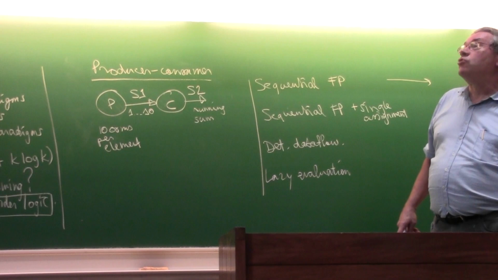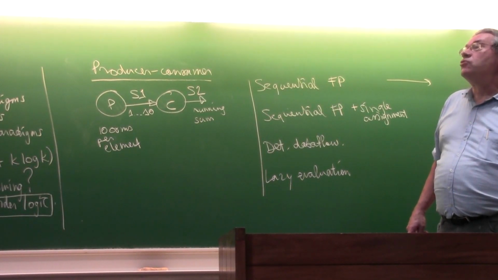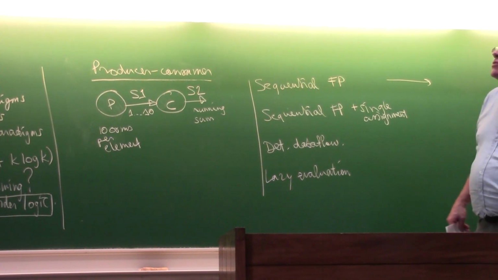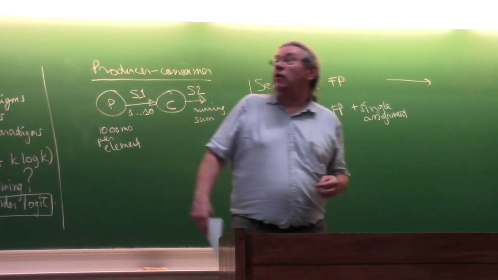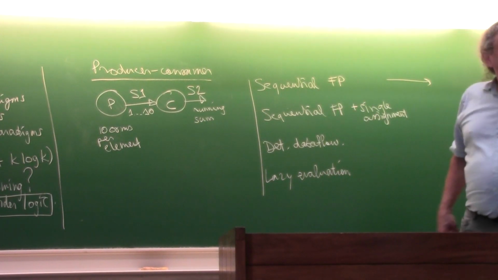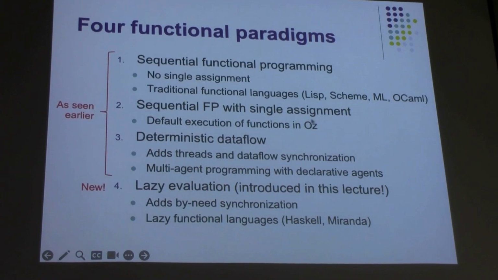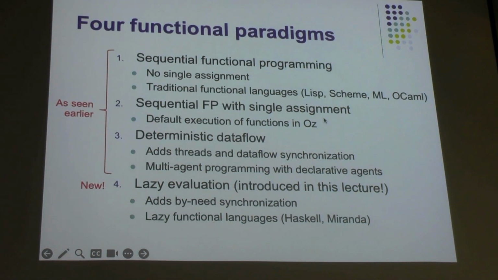So sequential functional programming is the traditional functional language. There are no unbound variables, no single assignment. There are many languages that do this, for example Lisp, C, ML, OCaml, which are still used, even though they're not so much mediatized. There are still communities using these. Then we have sequential functional programming with single assignment. This is important because list functions become tail recursive. This is an extra power.